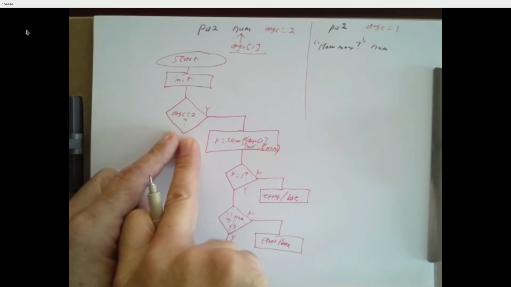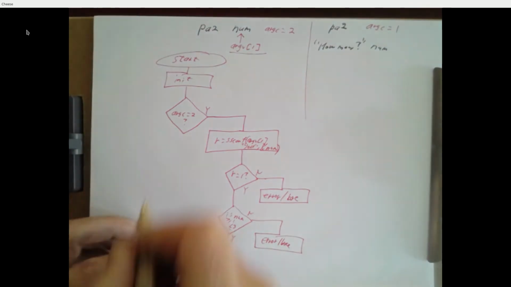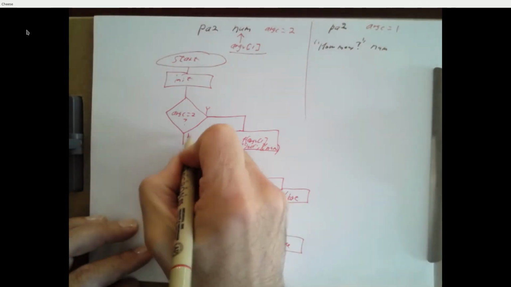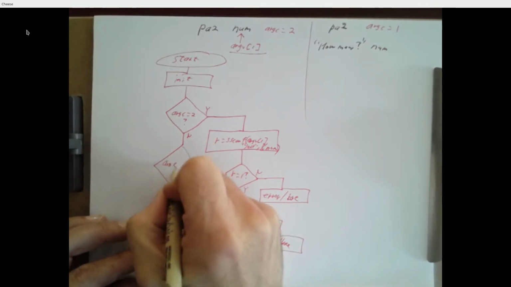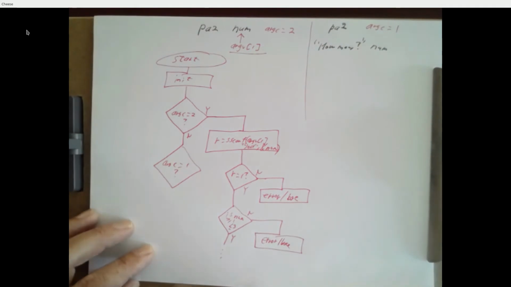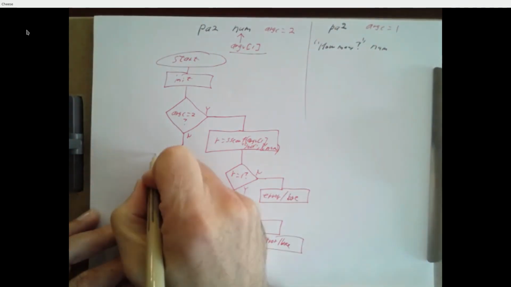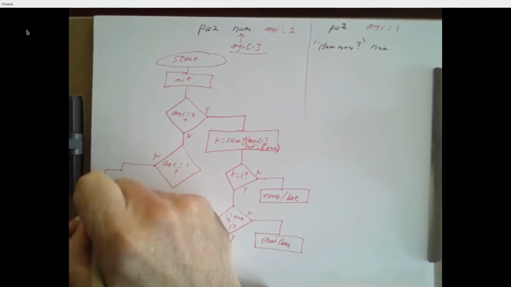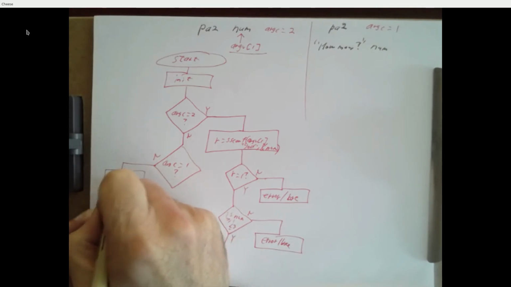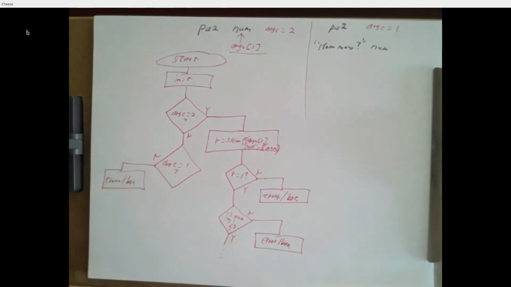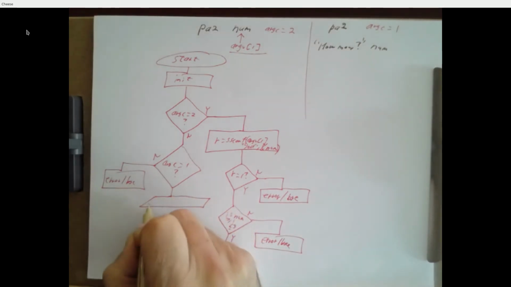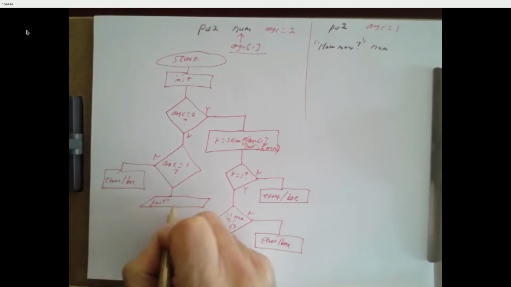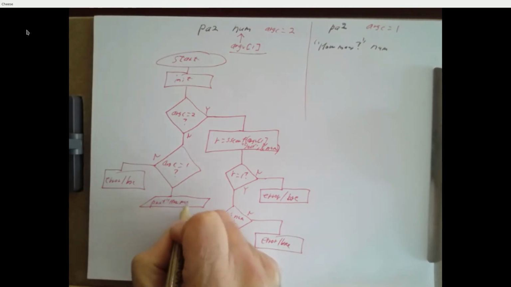If argc was not equal to 2, see if it's equal to 1. That would be this case. If it's not, that's an error. Goodbye. If argc is equal to 1, ask them how many sticks.